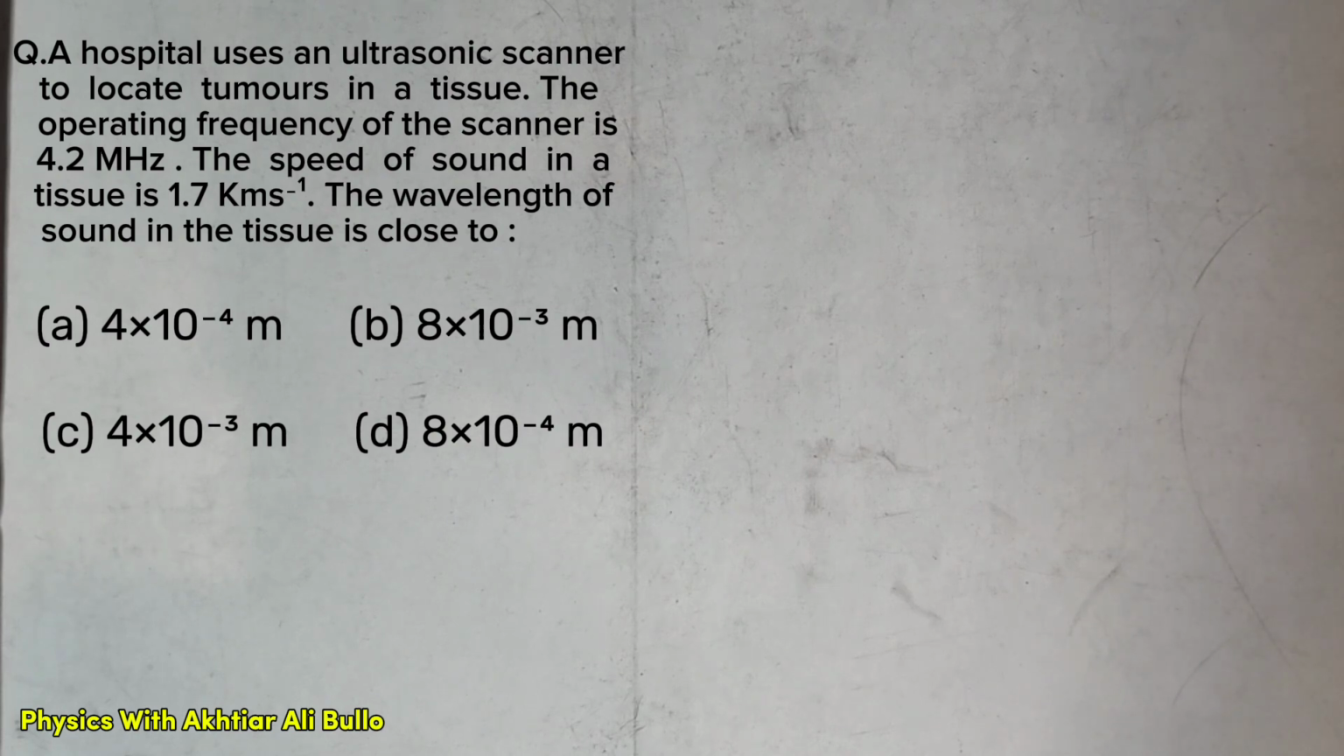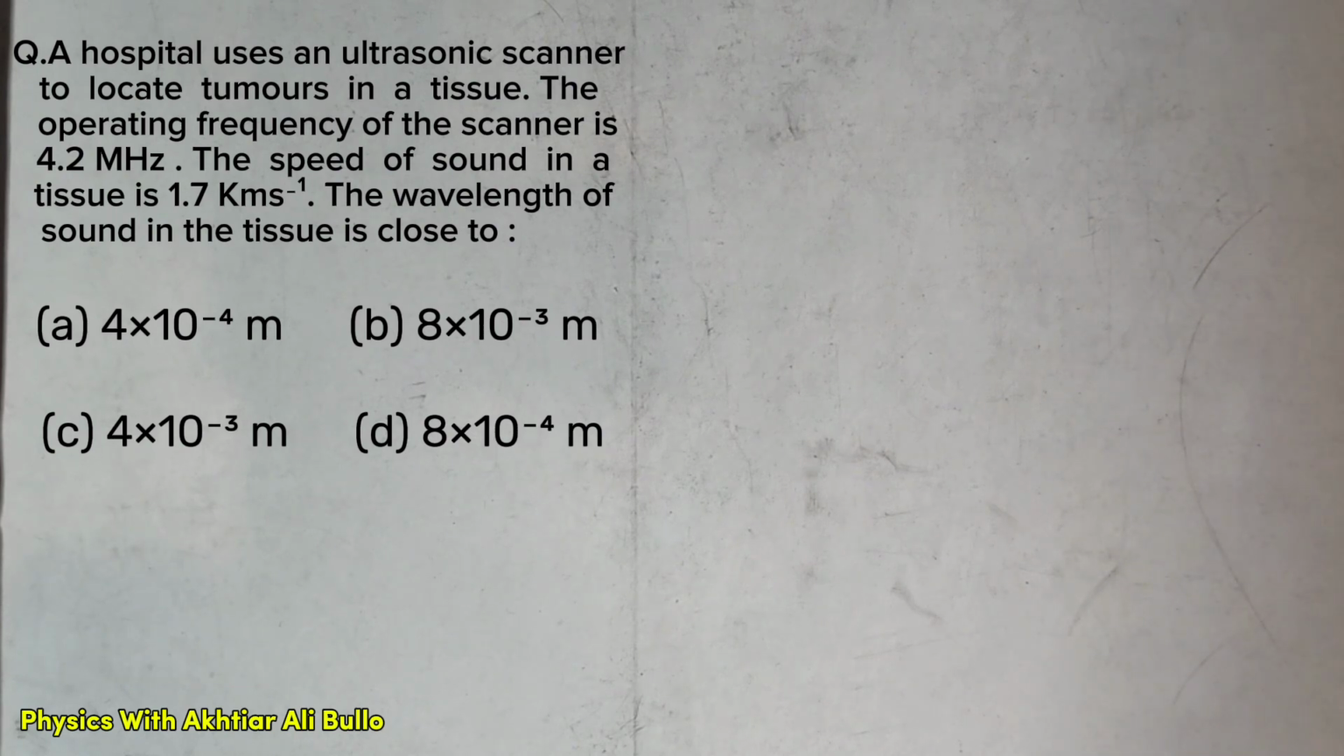The wavelength of sound in the tissue is close to A, 4 into 10 raised power minus 4 meter, B, 8 into 10 raised power minus 3 meter, C, 4 into 10 raised power minus 3 meter, D, 8 into 10 raised power minus 4 meter.